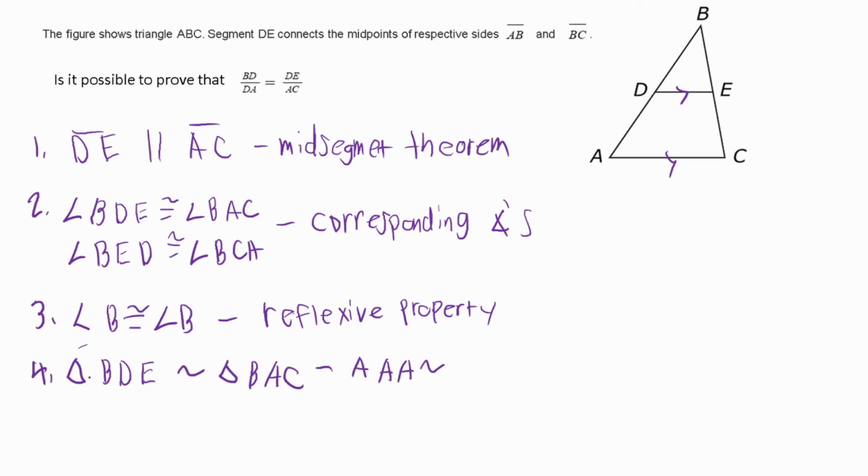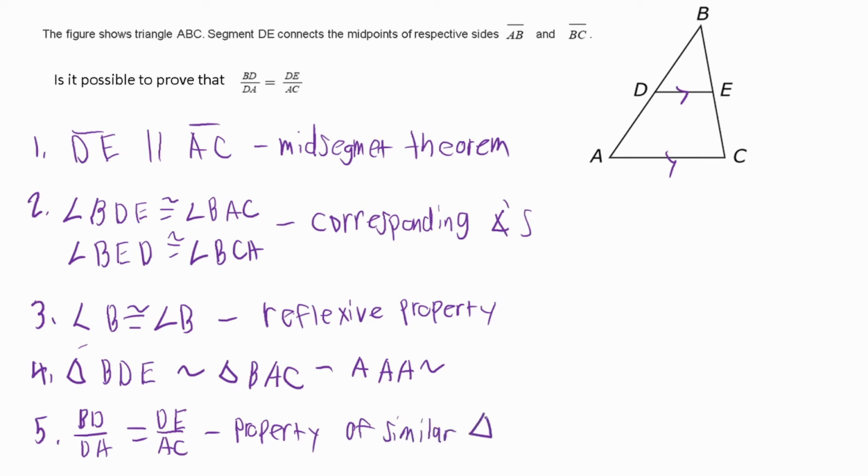And last but not least, we can now say what our proof is, that BD over DA is equal to DE over AC. And why? Because it's a property of similar triangles. There we go. We proved it.